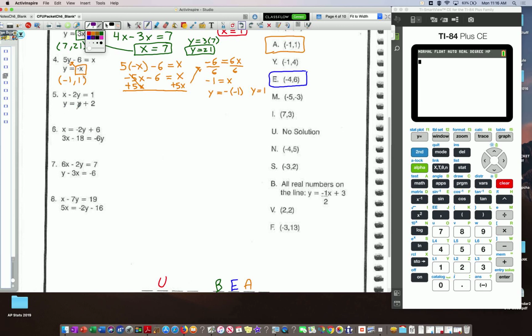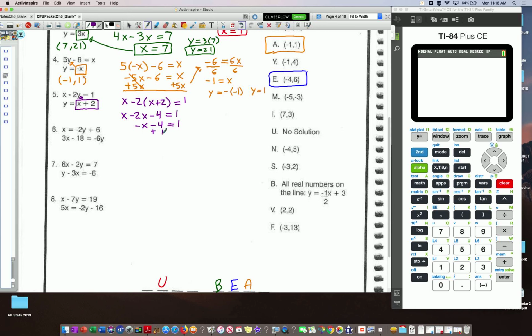So I see y's by itself. So I'm going to plug in x plus 2 here for y. So I have x minus 2, x plus 2 equals 1. So again, I'm going to distribute. So I have x minus 2x minus 4 equals 1. Combine my terms. So I have negative x minus 4 equals 1.